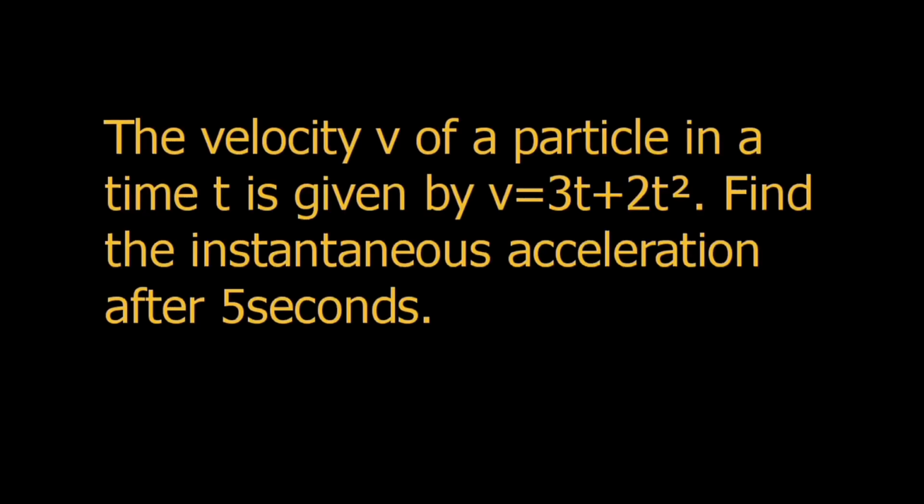Let's consider this question. The velocity v of a particle in a time t is given by v equals 3t plus 2t squared. Find the instantaneous acceleration after 5 seconds. In this particular example, we have been given the expression for the instantaneous velocity, and we are told to obtain the instantaneous acceleration. All we need to do is to obtain the derivative of the instantaneous velocity, and from the derivative we can obtain the expression for instantaneous acceleration, and thereafter obtain the instantaneous acceleration after 5 seconds.